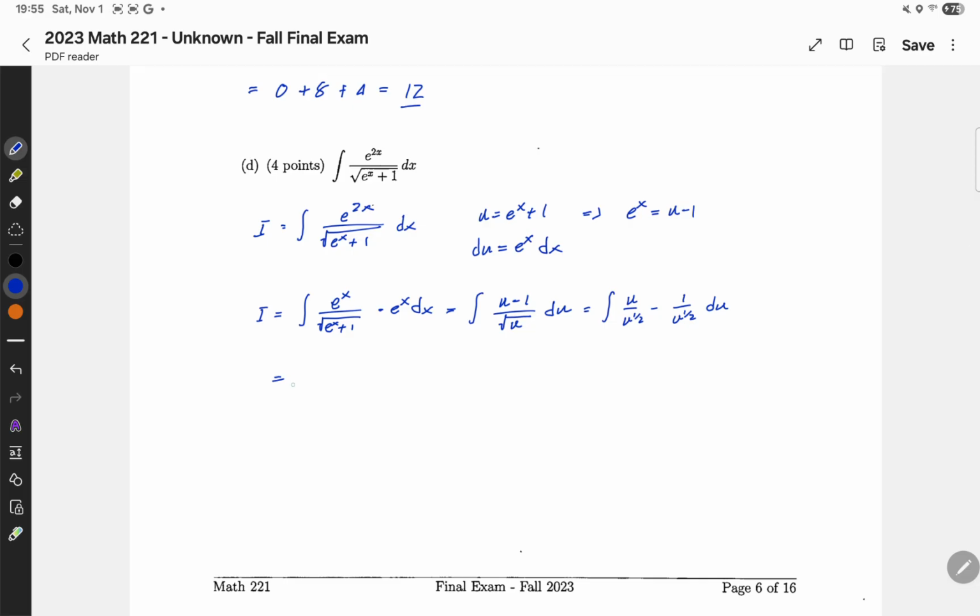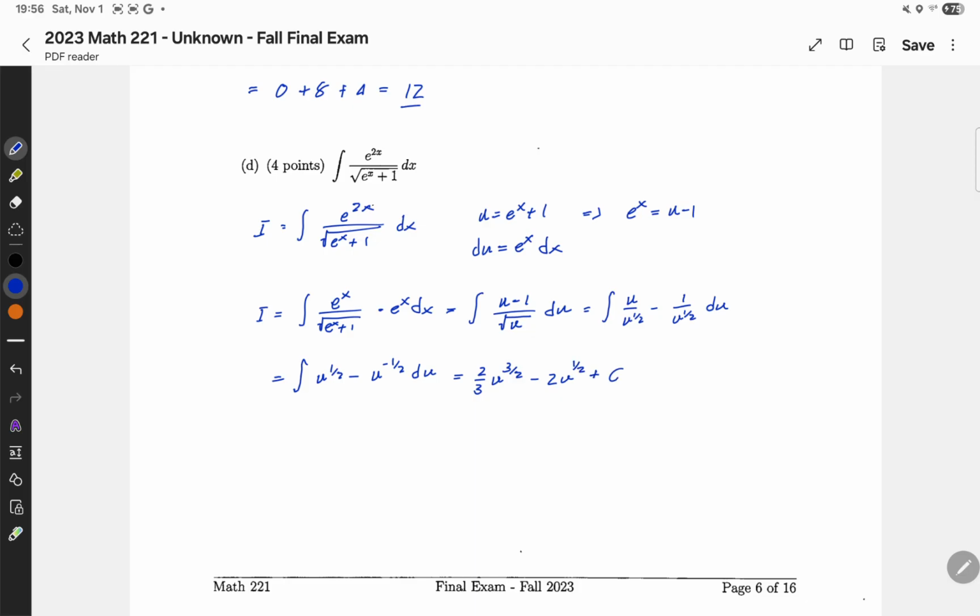Let's keep simplifying. We have the integral of u over u to the 1/2 is u to the 1/2 minus 1 over u to the 1/2 is u to the minus 1/2. All of that times du. And now we can integrate. This is going to be equal to, let's see, add 1, multiplied by the reciprocal of that. That's going to be 2/3 u to the 3 over 2 by the power rule. And we're going to subtract. Add 1/2 to minus 1/2 is 1/2. Multiplied by the reciprocal of that is 2. So 2u to the 1/2, just like that.